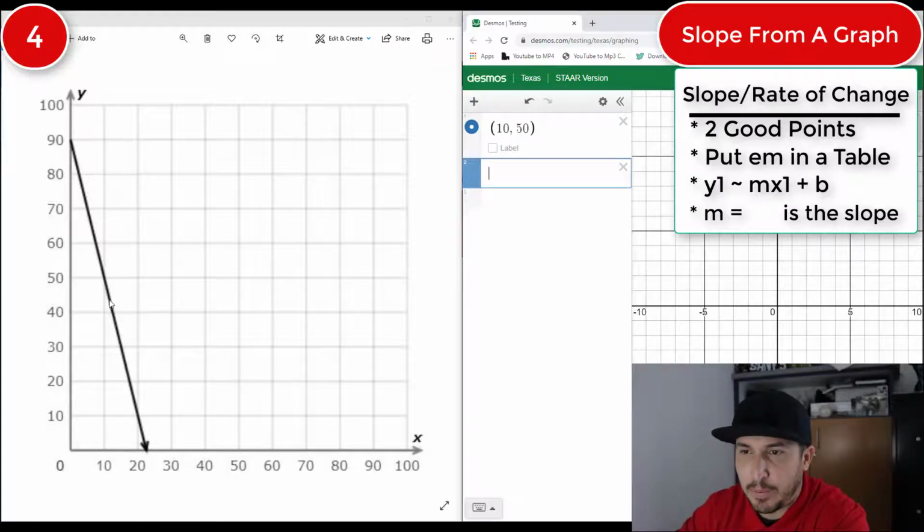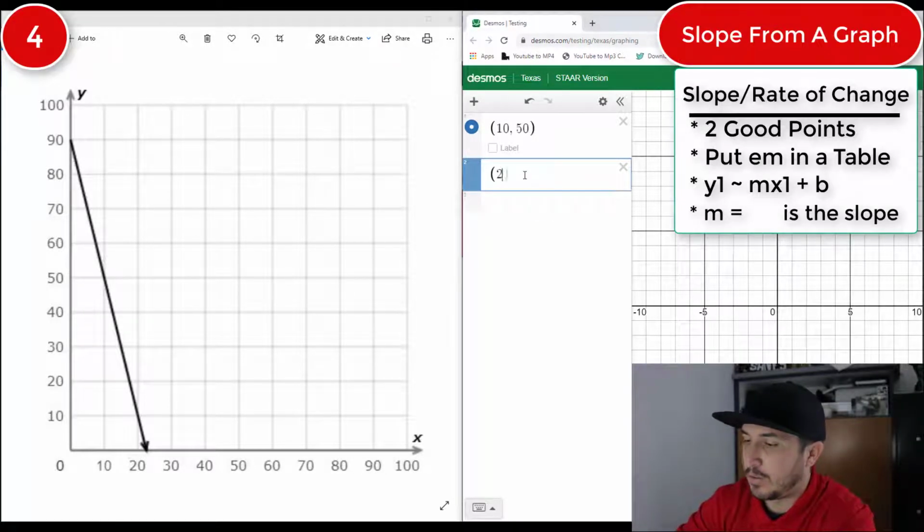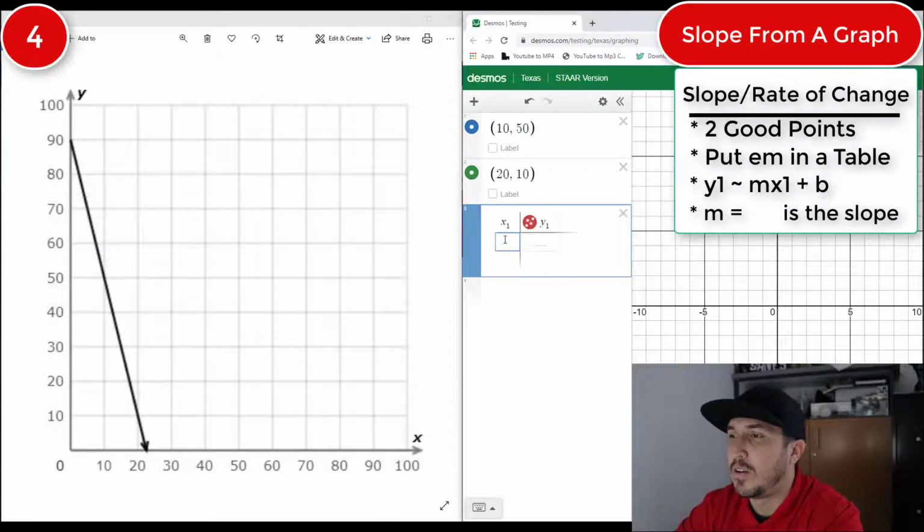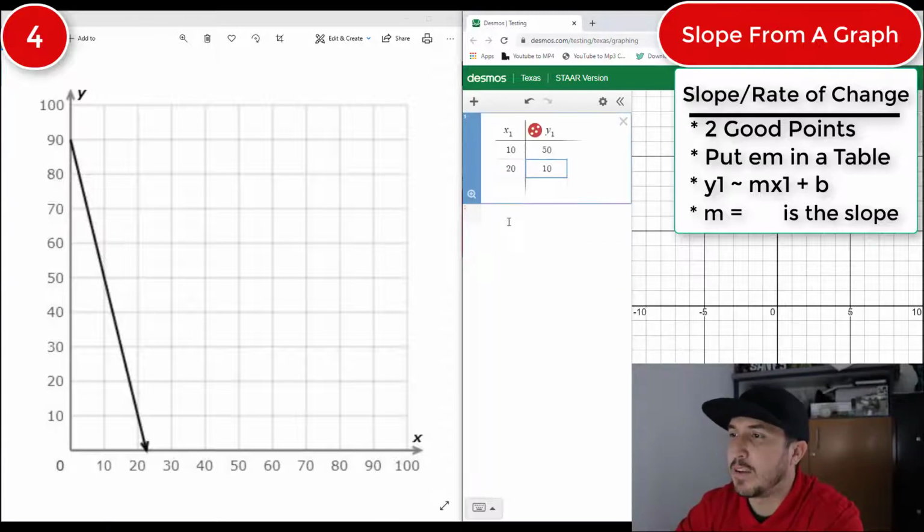Now, let's go to another point. No. Yes, this guy is good. What is this? This is 20, 10. Let's write him down. 20, 10. Hey, I've got my 2 good points. Now what? Put them into a table. Hit the plus sign, go to the table, write them down. 10, 50, and 20, 10. I can now erase these guys. I don't need them anymore.